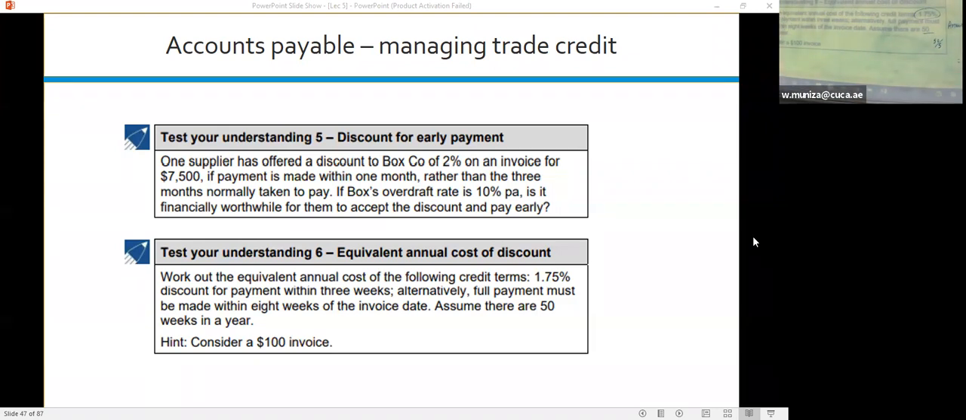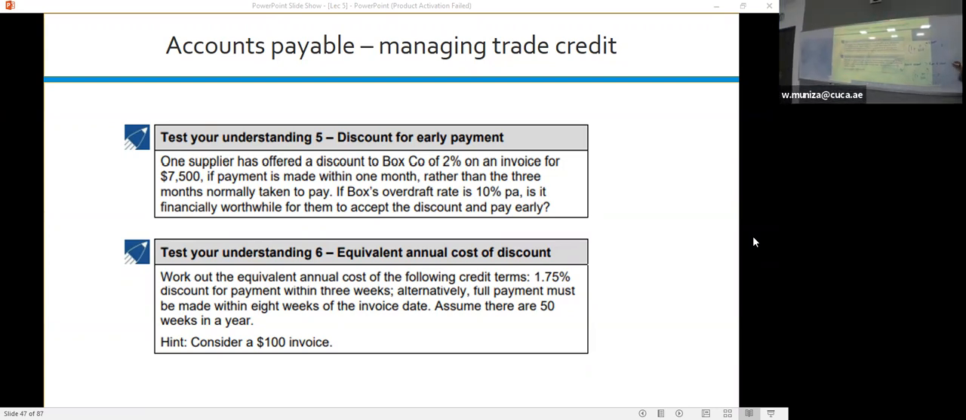19.3%. If you are getting the same answer, then it's correct. The formula will be 1 plus 1.75 divided by 98.25, raised to the power of 50 divided by 5, minus 1.